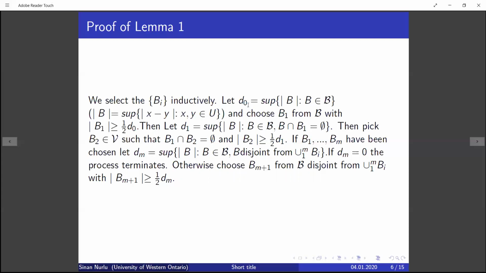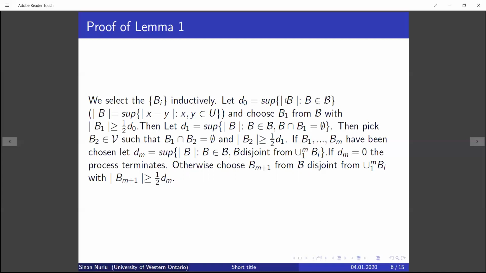First, we define d_0. It is the supremum of the diameters of the balls in our collection, script B. Then we choose B_1 from this collection such that B_1's diameter is larger than half of the supremum of the diameters.